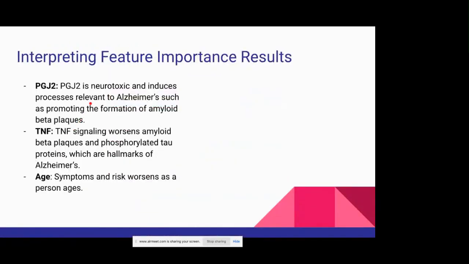So let's interpret these feature importance results and see how they align with other research studies. Prostaglandin J2 was our most important feature for predicting Alzheimer's for this XGBoost model. Prostaglandin J2 is a neurotoxic protein, and it induces processes relevant to Alzheimer's, such as promoting the formation of amyloid beta plaques. Amyloid beta plaques are hallmarks of Alzheimer's, known to be present in people with Alzheimer's.